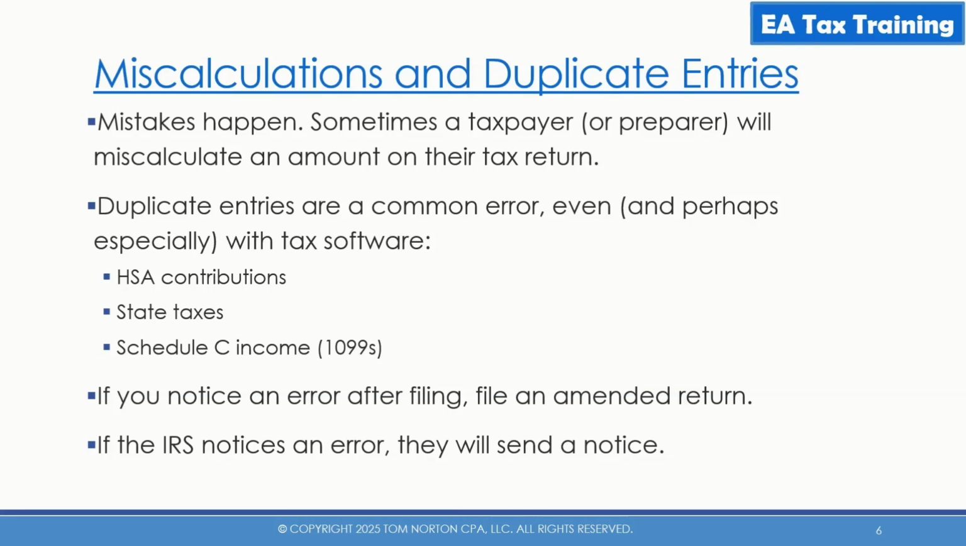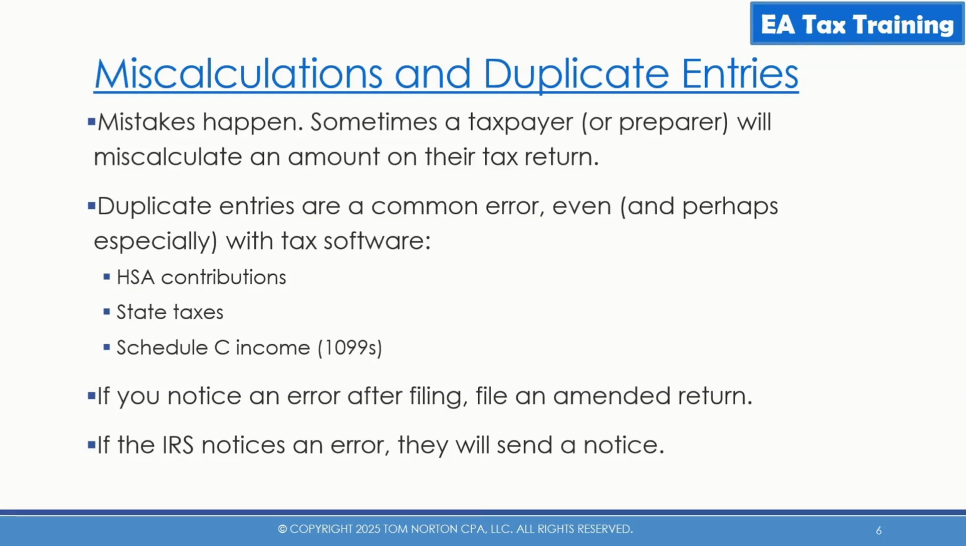Same thing can happen with state taxes. You get a 1099-G from your state saying that you got a tax refund for the year. If you use the same software last year, it's going to know that you got a state tax refund, and so it's going to automatically include it. But if you go to the separate screen, enter it again, you could double count it. And then on Schedule C, you get 1099s.